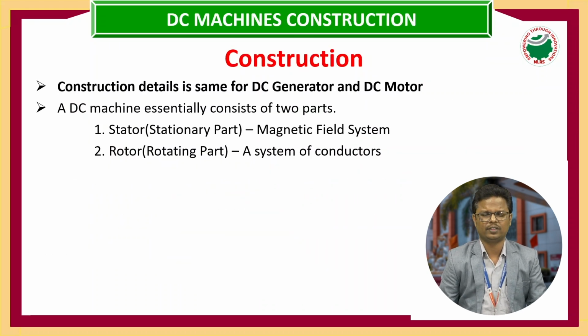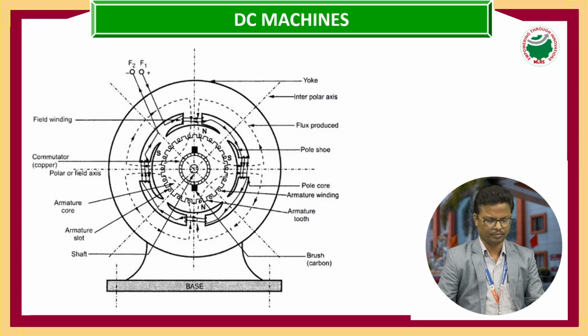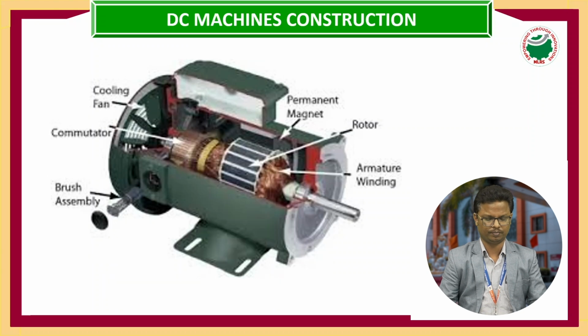The next one is the construction. The construction details are the same for the motor and the generator. Here there is no difference between the motor construction and the DC generator construction. In this construction we have two parts. One is the stator part which will not rotate, and another is the rotor part which rotates. Here is a single line diagram which contains the parts, and this is the real, practical diagram.